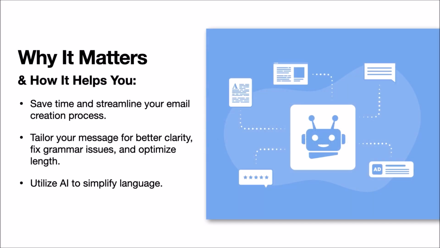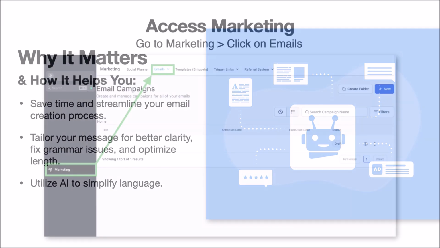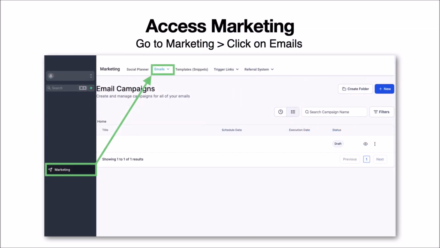Why this matters and how it's going to help you. Well, with this new addition of AI support and help, you're going to save time and streamline your email creation process. You're going to be able to tailor your message for better clarity, fix grammar issues, and optimize for length. You'll also be able to utilize AI to simplify the language, which is proven to be better when it comes to emails. Let me show you exactly where this feature is.